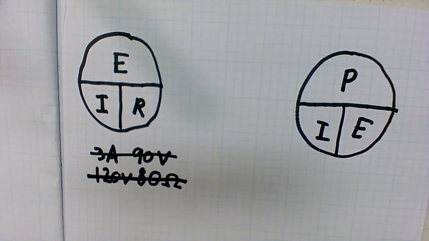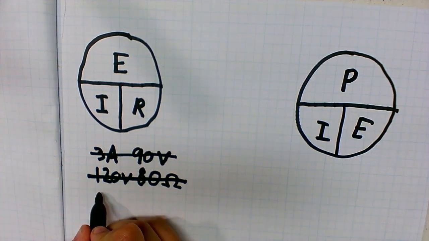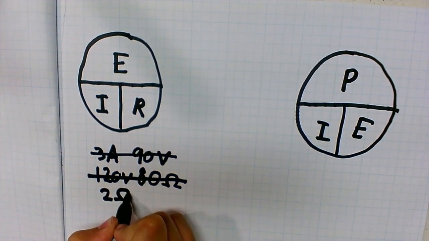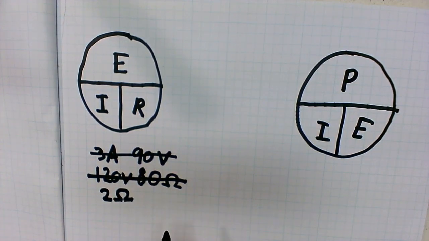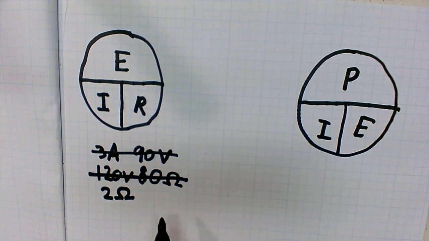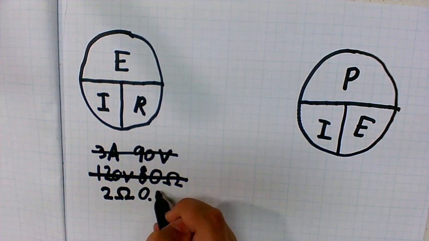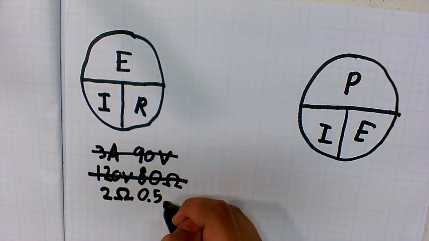Okay, and now let's write down what they gave us. So 2 ohms. Okay, so 2, and then the little weird guy. Beep. And then they also gave us 0.5 amperes. So A.